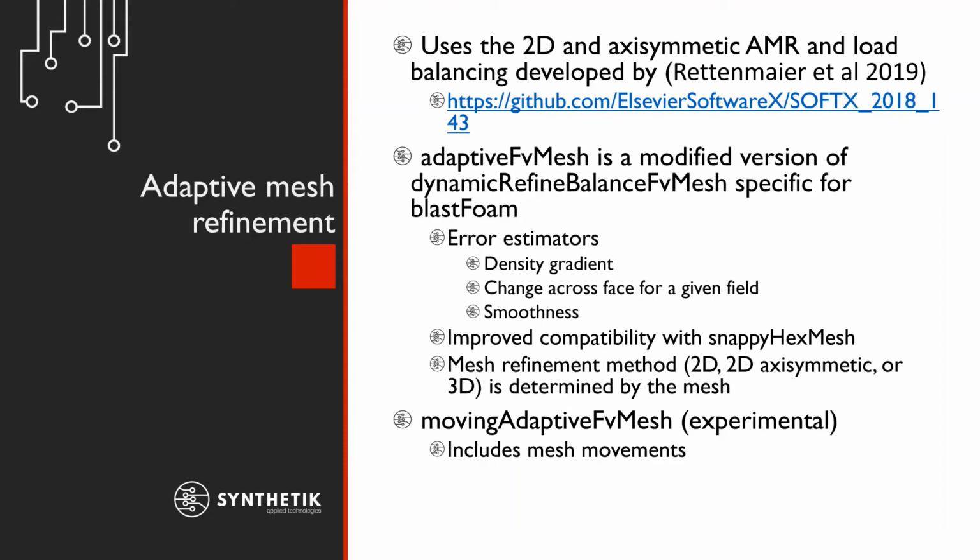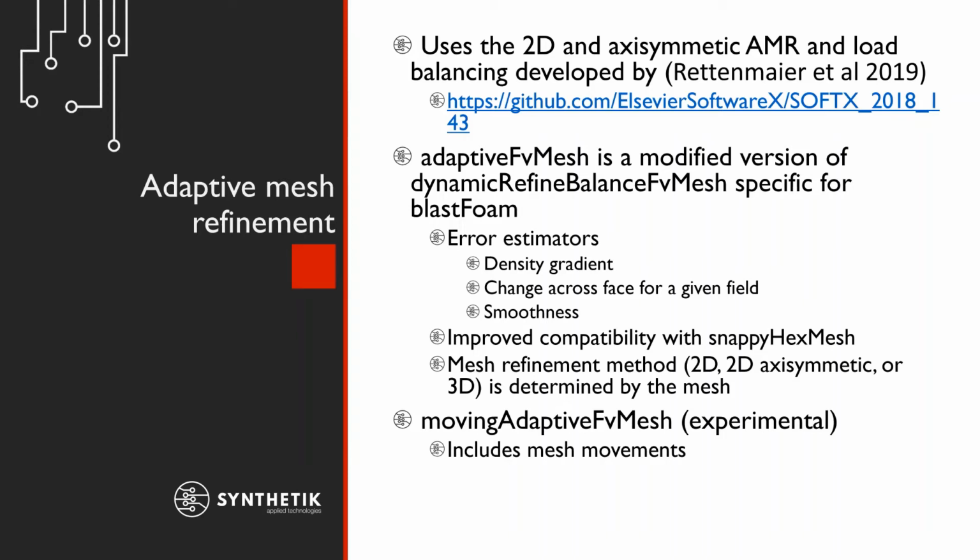So our specific adaptive FE mesh class is really a modified version of the dynamic refined balance FE mesh class by Rettenmaier. However, it's very specific for blastFoam and compressible flows in general. So instead of having to specify a field which you track, you specify an error estimator. This error estimator could be a field if you wanted to. We also have a couple different options. So density gradient, you can look at the change across a face for a given field. So basically owner minus neighbor values.